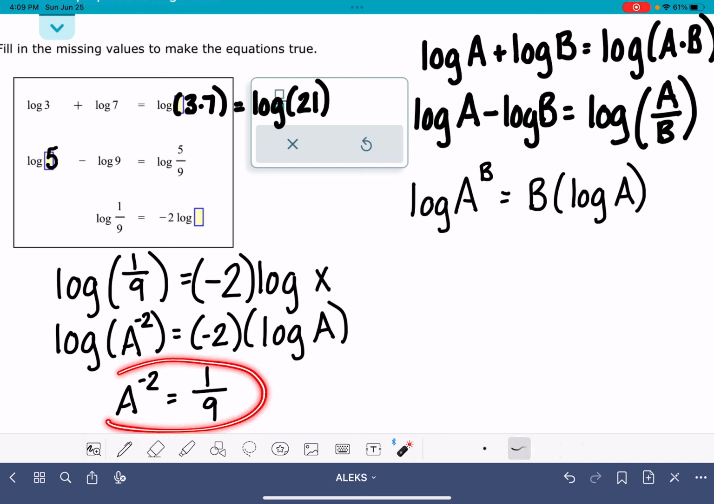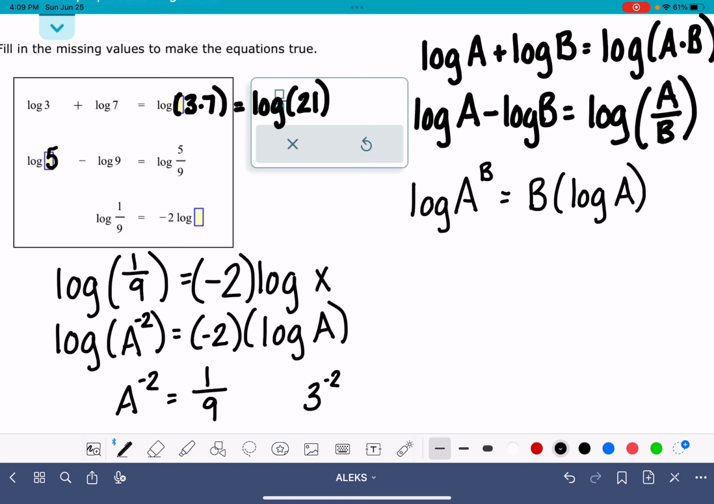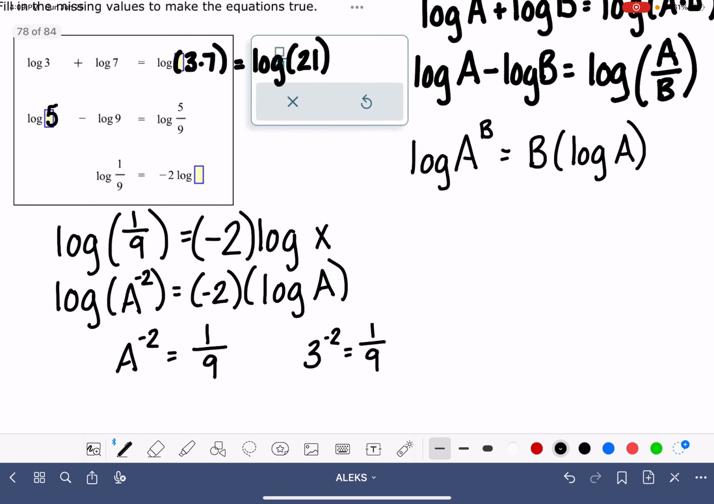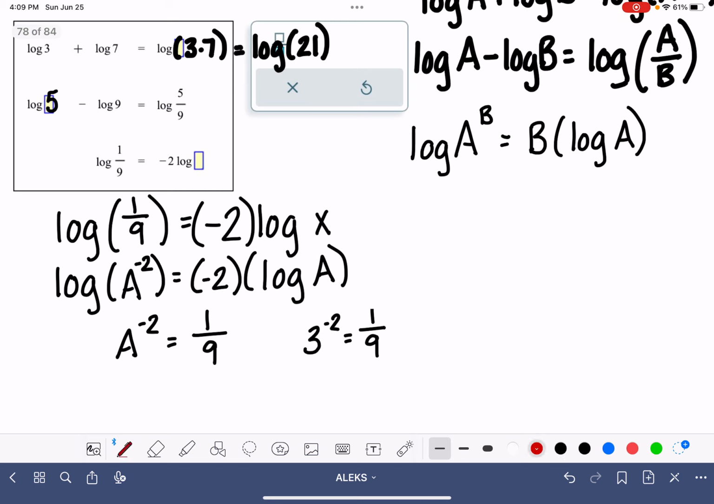So we have to come up with a value of A that when we raise it to the -2, it gives us 1/9. And you might do a little bit of guessing and checking, and you'll find that the value of A is equal to 3. So if we have 3 raised to the -2, that gives us a value of 1/9.